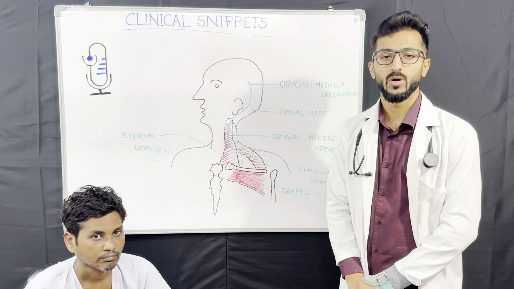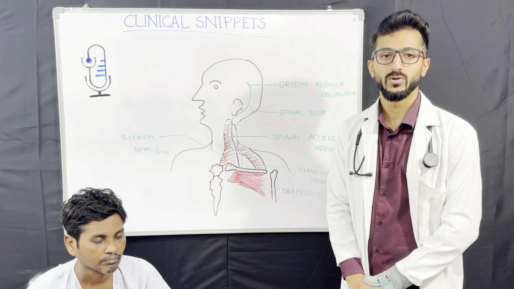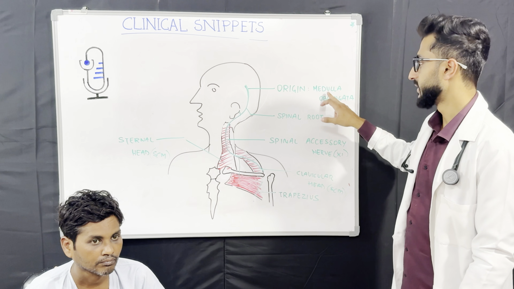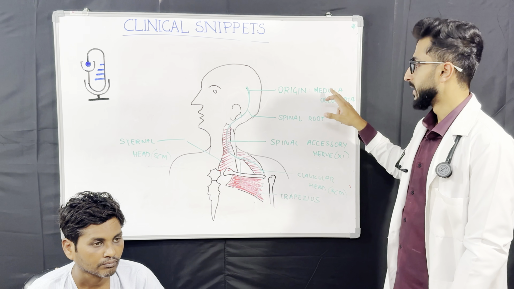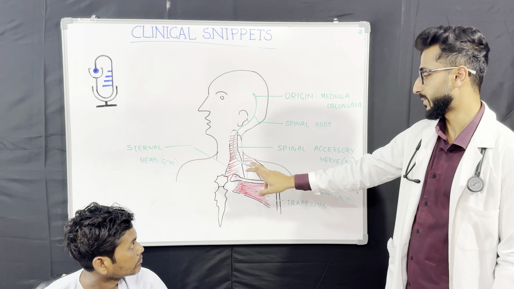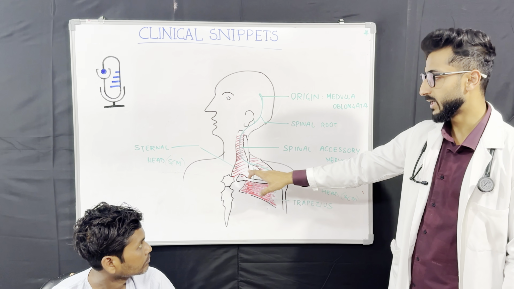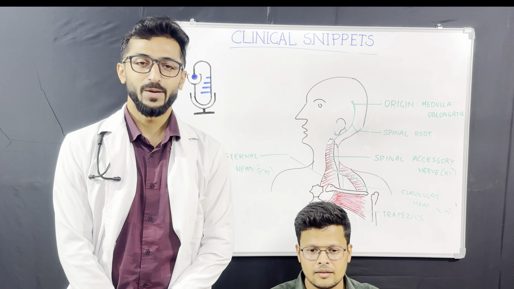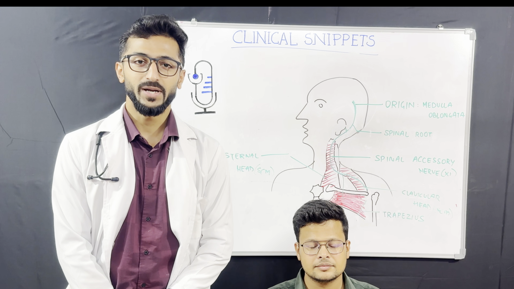Today we'll talk about the spinal accessory, or the 11th cranial nerve. For the anatomy part, it originates in the medulla oblongata, then passes through the posterior triangle of the neck, and then supplies the clavicular head and the sternal head of the sternocleidomastoid and the trapezius muscle. We'll be examining the 11th cranial nerve or the spinal accessory nerve.